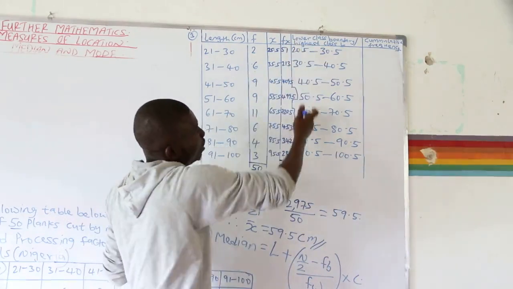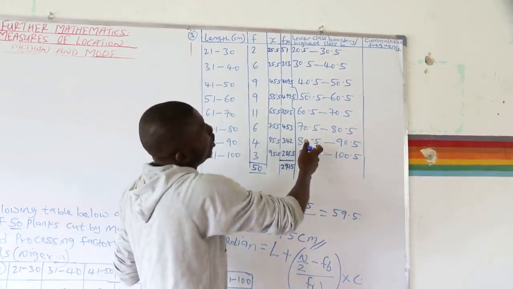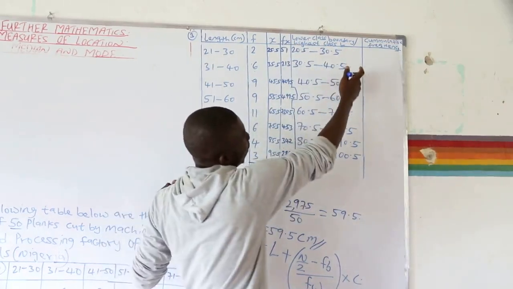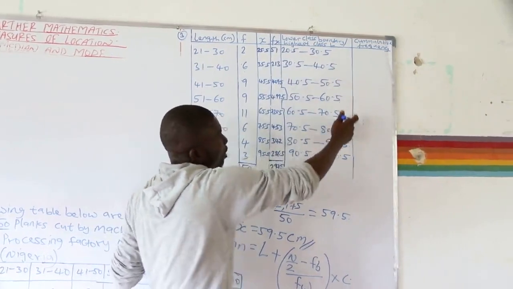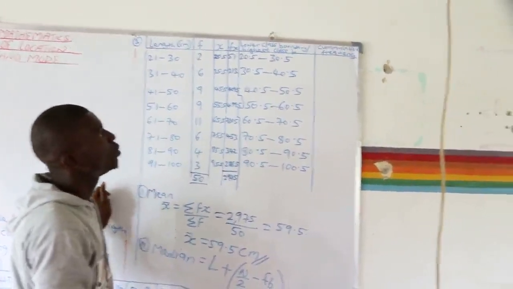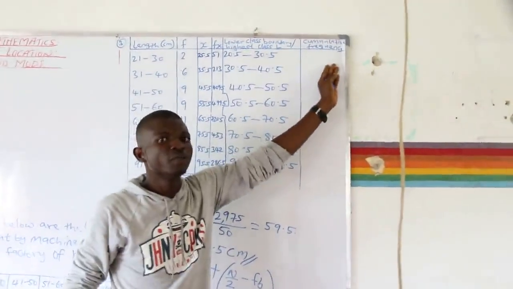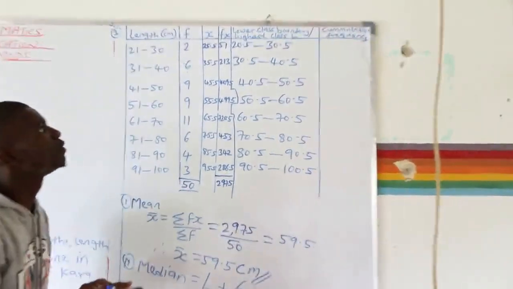The one on our left hand side is our lowest class boundary, while the one on our right hand side is our highest class boundary. Now the next one in the table is to find your cumulative frequency. How will you find your cumulative frequency?